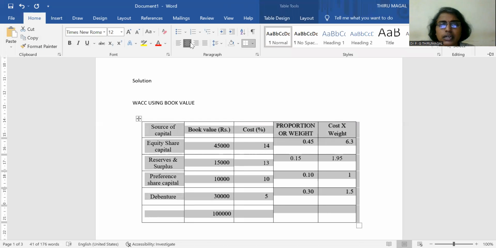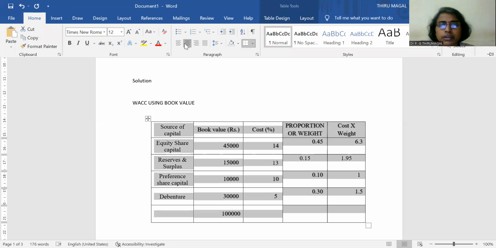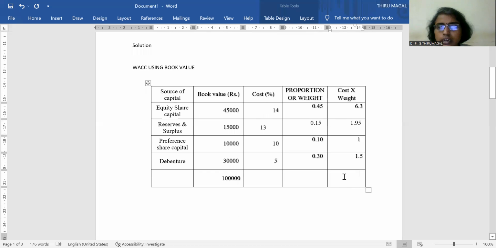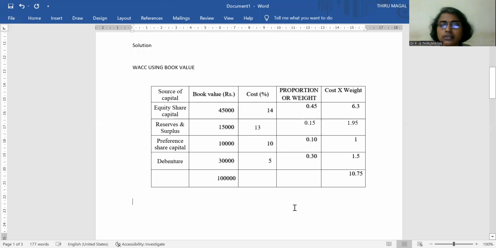So now what we can do is we have to find out the overall cost of capital. What is the overall cost of capital for each and every source? The value comes around, just add all the cost multiplied with weight values. So when you add, 6.3 plus 1.95 plus 1 plus 1.5, the total is 10.75. This 10.75 is nothing but the weighted average cost of capital.